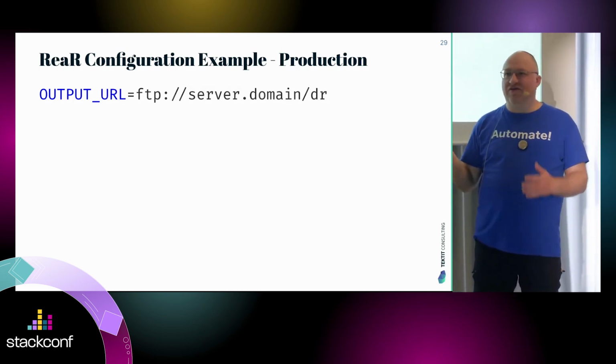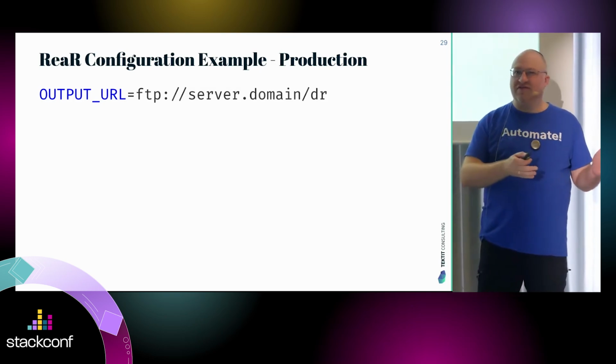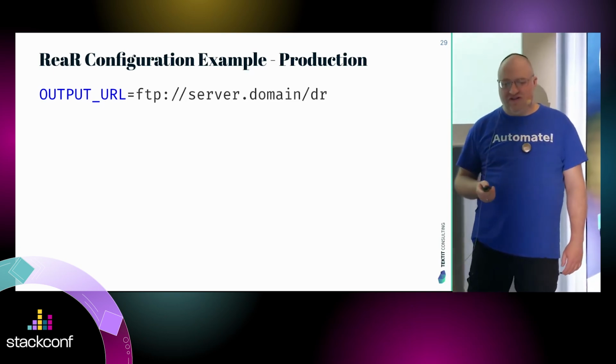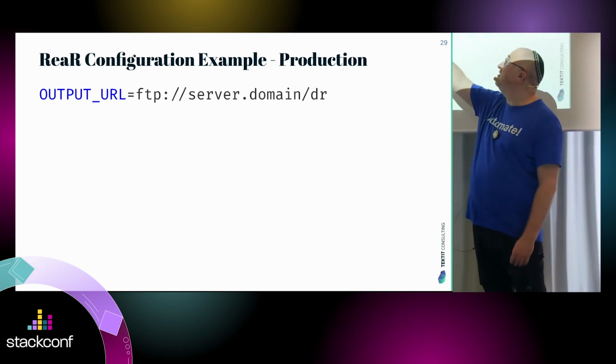Well, here's number 1. Obviously, you want to get your rescue image off the system, right? So you always find OUTPUT_URL. In this example, it's an FTP drop folder.